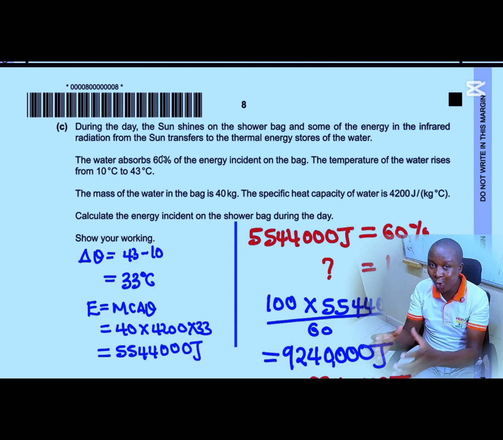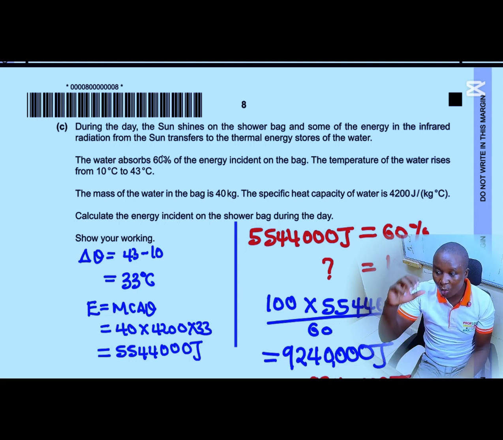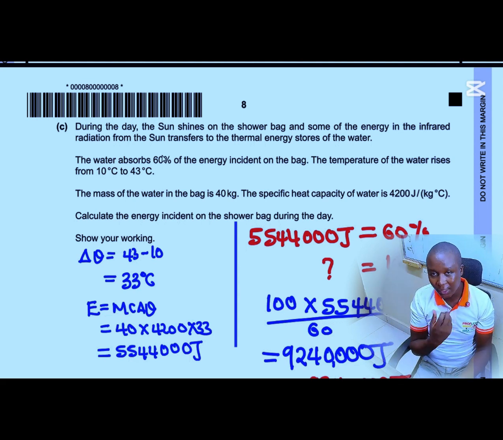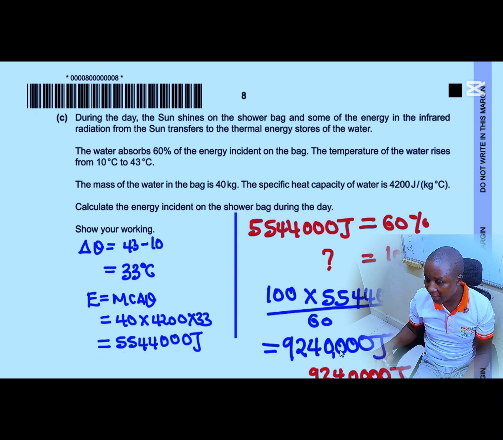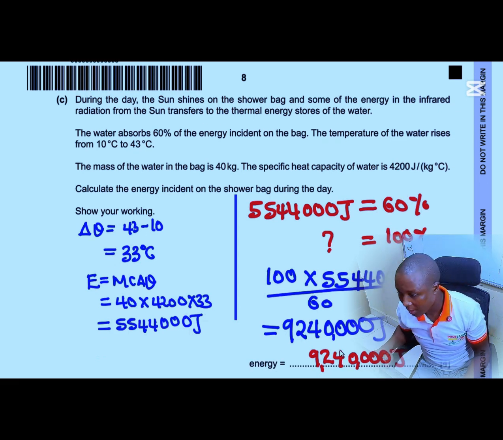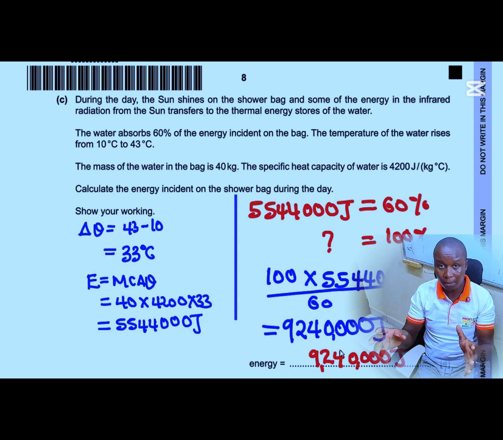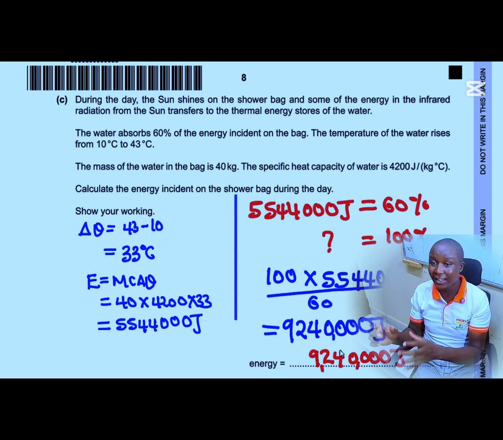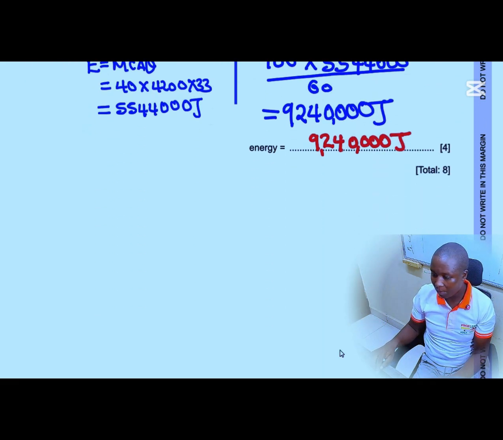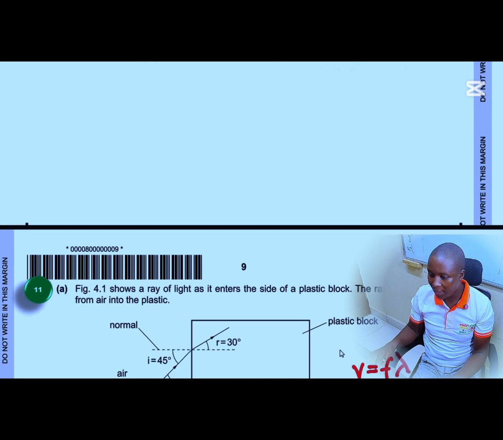Now, since we were told that only 60% is absorbed, and this is the amount of heat that is used to warm the water, it means this is equivalent to 60%. So how do we work out the 100%? We put that in, and we shall have 9,240,000 joules of thermal energy that was applied, but only 60% of that was absorbed. So I believe that's okay up to that point.